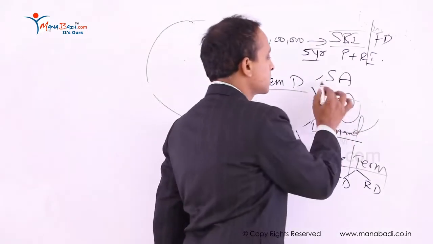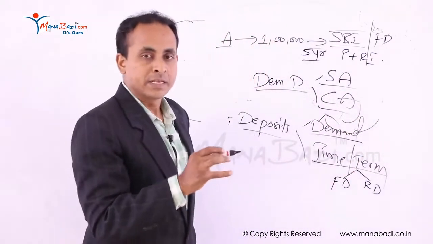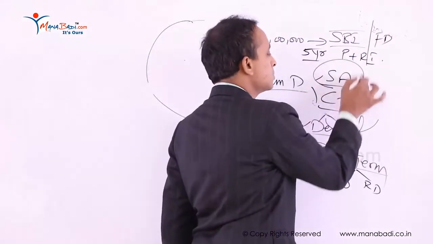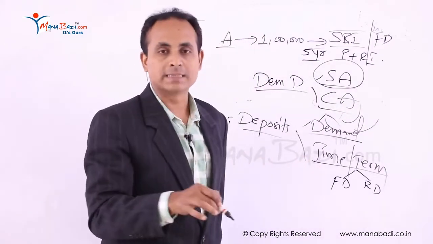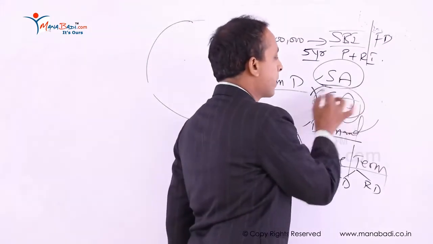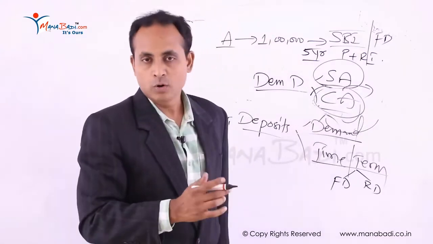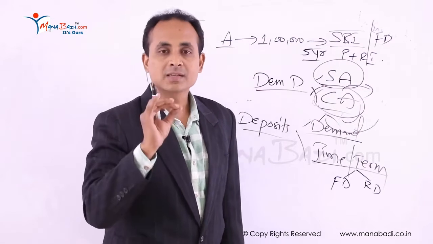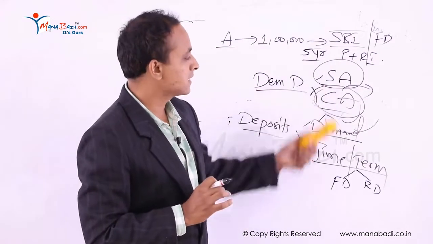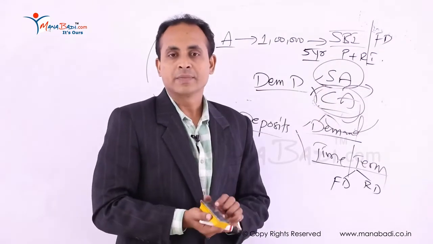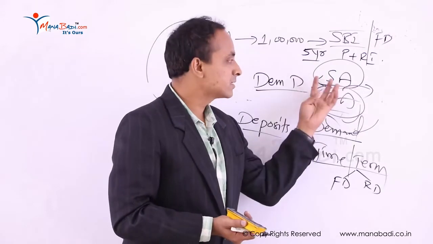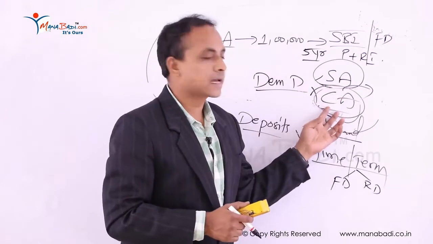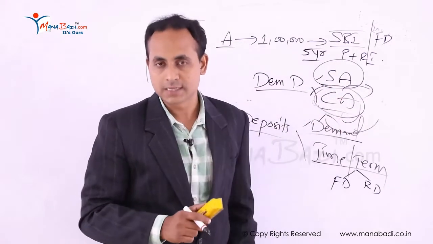One is savings account and current account. Clear? Here there are some differences between savings and current account. Savings account is generally opened by individuals, whereas current account is opened by institutions, organizations or businesses. Clear? In terms of operations, savings accounts have some kind of restrictions over operations, whereas current accounts do not have such restrictions.